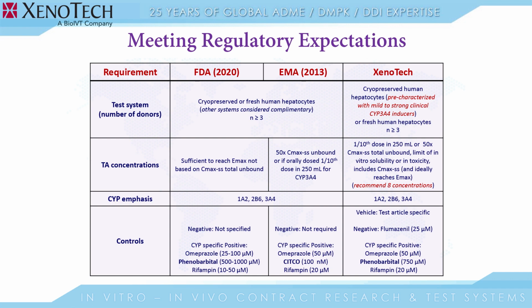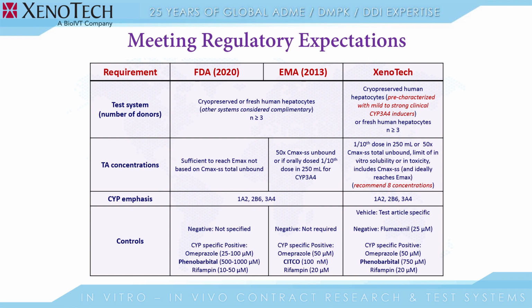Again, at Sekisui XenoTech, our standard study design for the maximum concentration is to look at 1/10 the dose in 250 milliliters, or 50 times the Cmax steady state total unbound. And of course, the maximum concentration that'll be tested could potentially be limited by solubility or cytotoxicity of the test system. The CYP enzymes that are recommended to be looked at are the same for both regulatory agencies, and that's CYP1A2, 2B6, and 3A4.